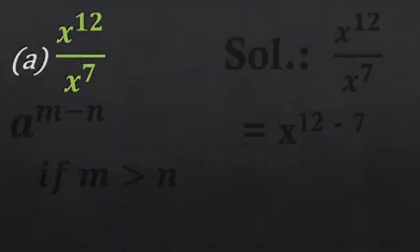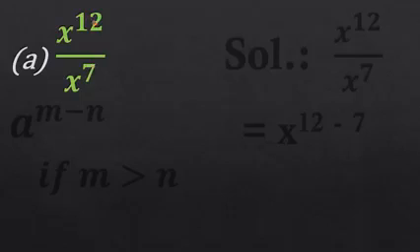Letter A, we have x raised to 12 over x raised to 7. Again, in the fourth law of exponent, we have 3 conditions. Again, tingnan natin yung value ng ating denominator's exponent and also the exponent na nasa numerator. We will compare which is bigger and which is less. So we have here exponent 12 na nasa numerator, so that means this is the value of our m. And we have the value of our n. Which is bigger, 12 or 7?